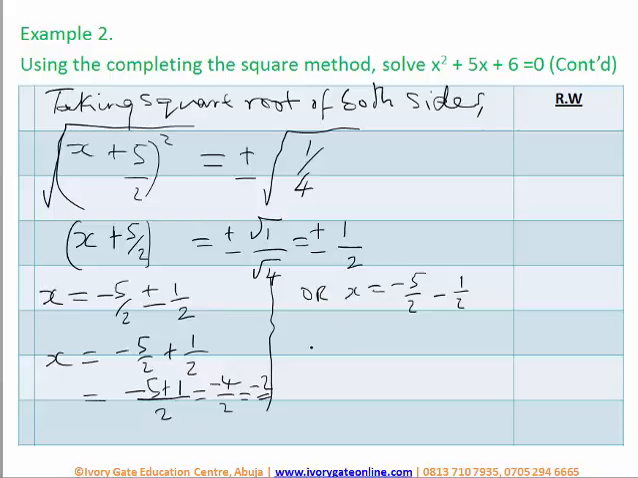Then here we have the LCM here is 2. So we have 2 divided by 2, 1 times minus 5, minus 5, minus 2 divided by 2, 1 times 1, 1. So this gives us a total of minus 6 over 2. So this is minus 3. Therefore, the values of x that satisfy the equation, which are called the roots of the equation, x is equal to minus 2 or minus 3. This is the answer.